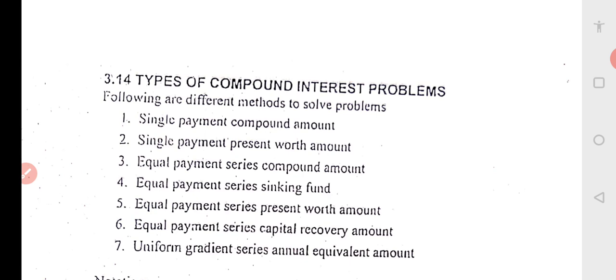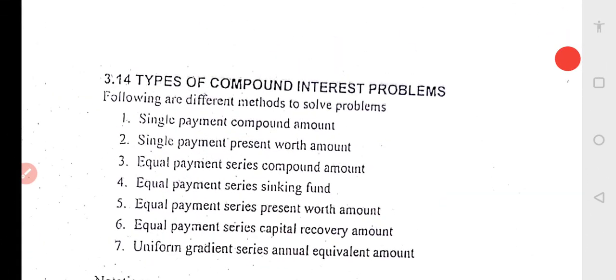So what is the total amount he is going to get at the end of the period at an interest rate I, with the uniform gradient? The initial amount was A and the gradient was G. So the first year it was A, next year A plus G, next year A plus 2G, A plus 3G, like this. Okay, so these are the 7 compound interest formulas you are going to see.